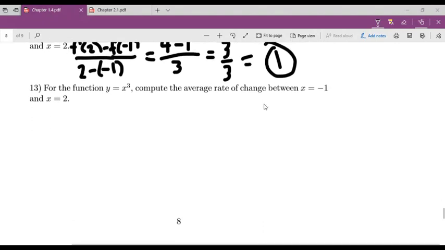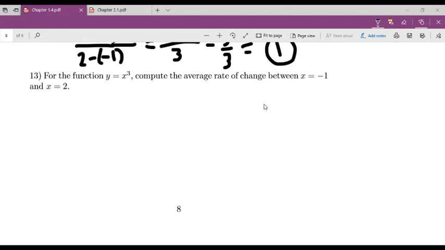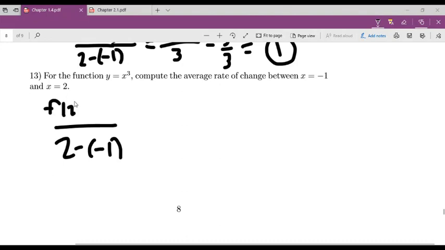And it's that simple. Okay, 13 says for the function y equals x to the third, compute the average rate of change between x equals -1 and x equals 2. Same thing, start with the big one, go to the small one. 2 minus -1. Okay, same thing, we need to find f of 2. Subtract that from f of -1.